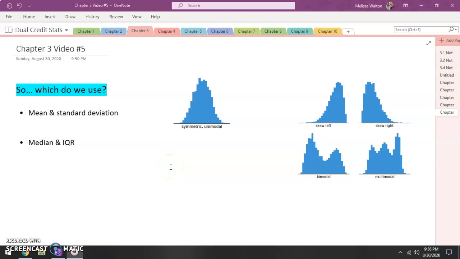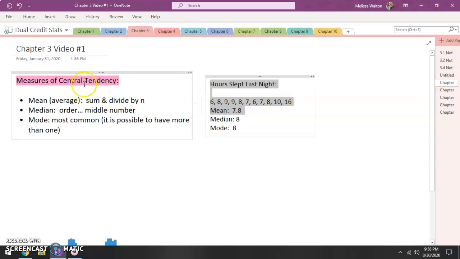All right, so this is chapter 3, video number 5. This is the last video where we kind of put things all together. So in the first video, we discussed our measures of central tendency. How do we describe what the center is? And we talked about mean, median, and mode.